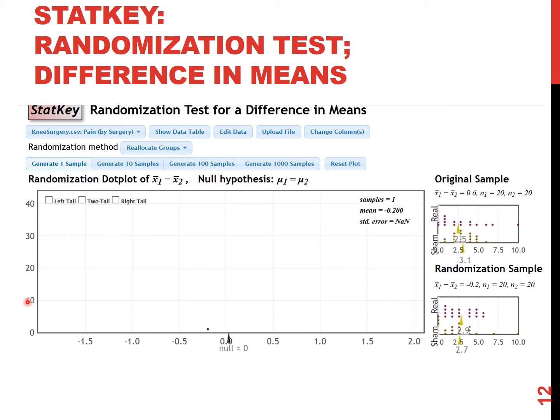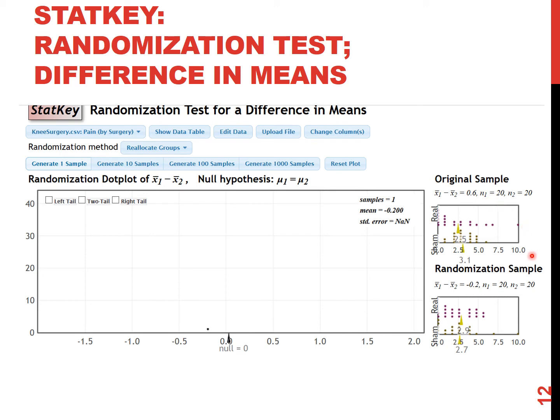Now in StatKey, we can simulate the randomization distribution by going to randomization hypothesis test and then clicking on the difference in means. You can upload your file, which I did, and over here in the right corner, it shows us the data from the original sample. We have the mean pain score of 3.1 for the sham surgery, the mean pain score for the real surgery of 2.5, and the difference in those two means, which is our sample statistic, remember, calculated up here. So our sample statistic is always up here in the original sample.